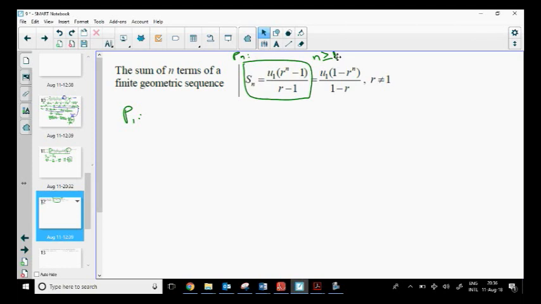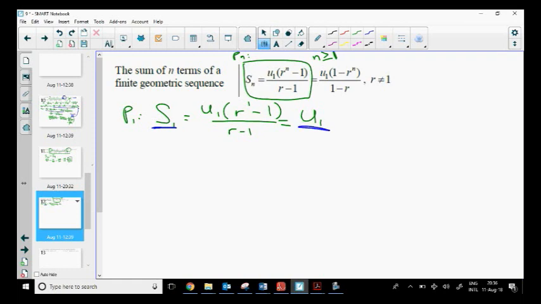Well, p sub 1 says that the first partial sum should be equal to u sub 1 times r to the 1 minus 1 over r to the 1, which those are going to cancel clearly, so that's equal to u sub 1. Is that true? Should the first partial sum just be equal to the first term in the series? Well, yeah, obviously. That's exactly what it is, because we're not adding anything else to it. So that is true.